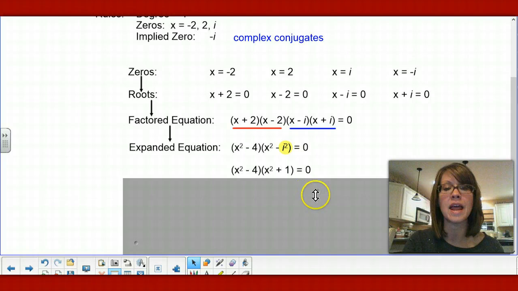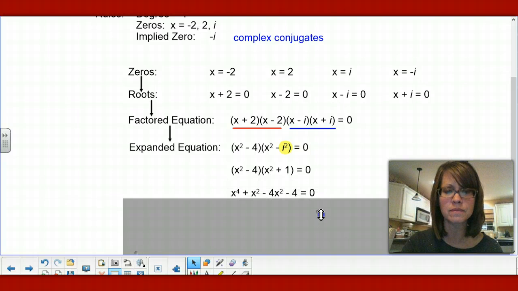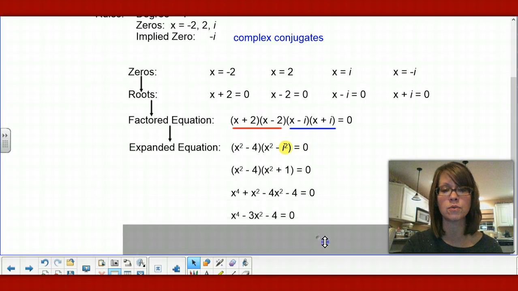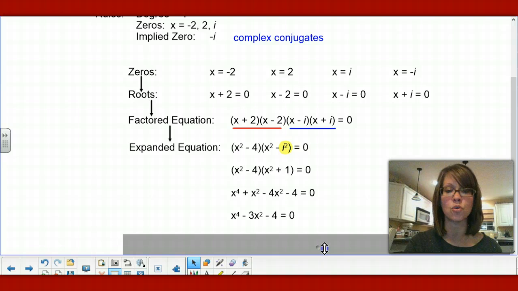Okay, and now to finish this, remember we're going backwards. We're trying to get the equation from the zeros. We multiply this out, and we have x to the 4th plus x squared minus 4x squared minus 4 equals 0, or x to the 4th minus 3x squared minus 4 equals 0. This is your answer. Okay, this right here. Maybe the book might say f of x equals. You might check me on that one.